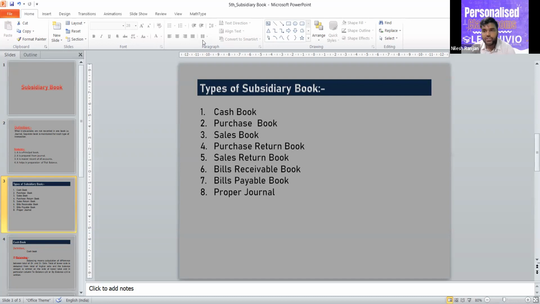So if we return the goods to the seller, it is called purchase return. And if someone returns our goods to us, then it is called sales return. So we create a separate book for these two types of transactions, purchase return book and sales return book. Now, if a purchase return is related to goods which were purchased in cash, then what will we do?